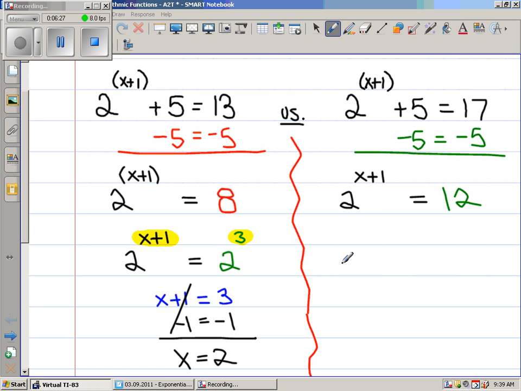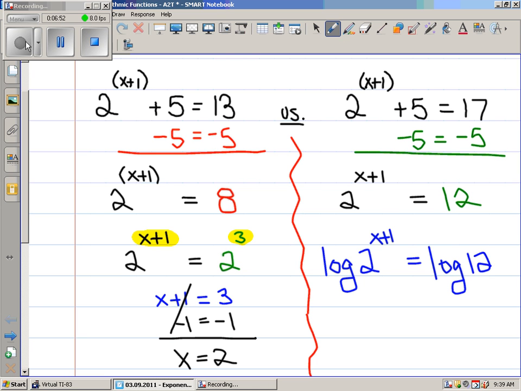Here's what we do. Here's the other way. And I know it looks a little weird, but I'm going to explain to you what's up. Okay? You log up both sides.